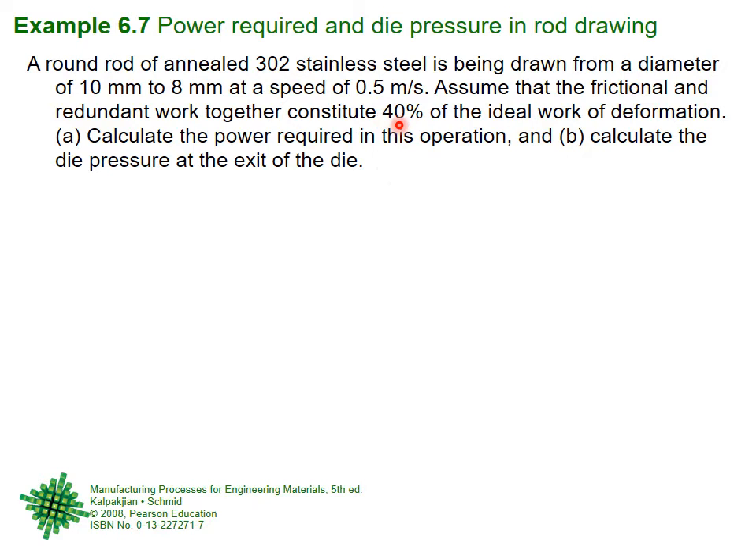and add 40% to it, and you have the total work. Do you understand that the total work is ideal plus friction plus redundant? And here they are saying that friction plus redundant together is equal to 40% of ideal work. So find the ideal work, that is the simple equation, then add 40% to it, and you have the total. Okay, so this is what they are doing. If you know this, then the rest is almost nothing.